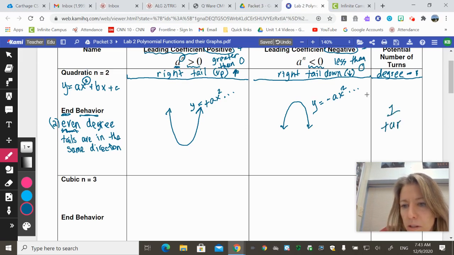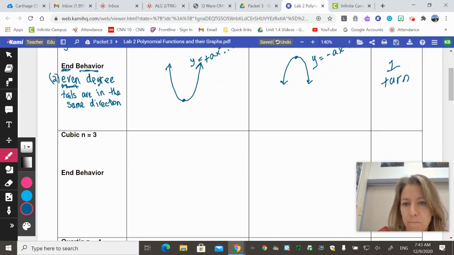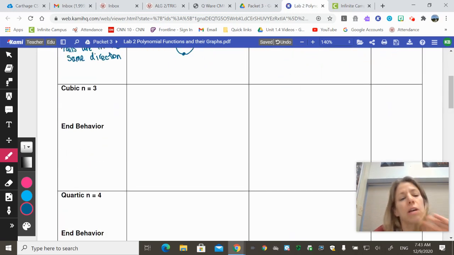One turn. And you can see that this is actually called a turning point. You may remember that from Algebra 1, where the graph changes either from decreasing to increasing, or in this case, increasing to decreasing. All right, so we've moved on to cubics.